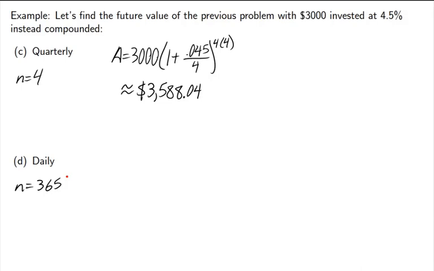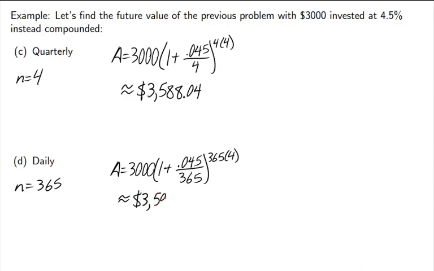Let's plug that in the formula. Now this time I'm using n equals 365, so this calculation probably looks a little bit harder than it did last time. If you need to, go ahead and multiply the 365 times 4 in advance, just so it's easier to plug into your calculator. I get approximately $3,591.61. So it seems that I have finally managed to get higher than monthly.